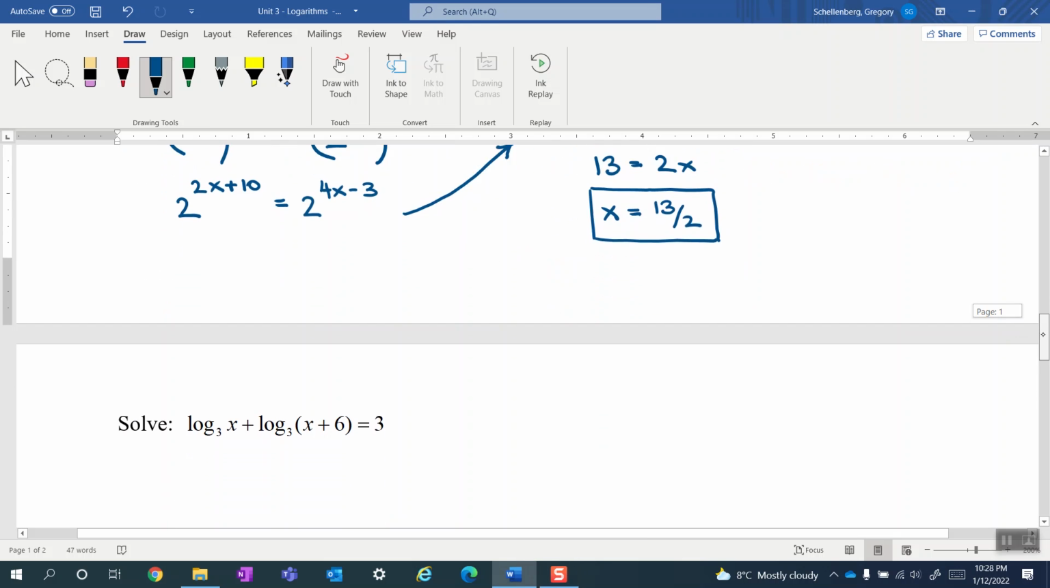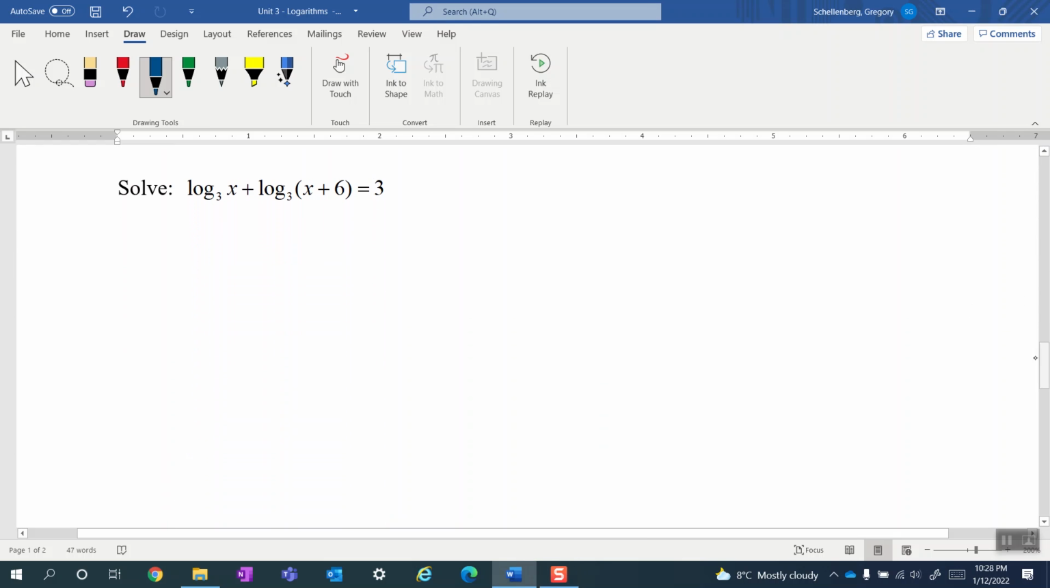Okay, flip the page here. So next one, we've got log base 3 of x plus log base 3 of x plus 6 is equal to 3.